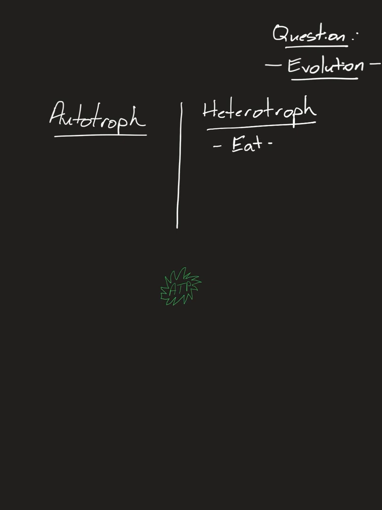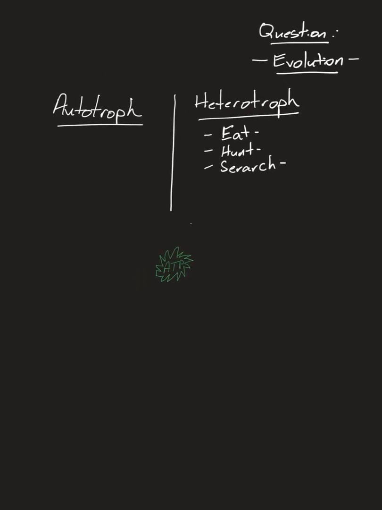They ingest it. They have to hunt for it, search for it. We are heterotrophs. We all eat. There should not be a question. That should not be something like, oh, I wonder if we're heterotrophs. You eat. Autotrophs make their own.